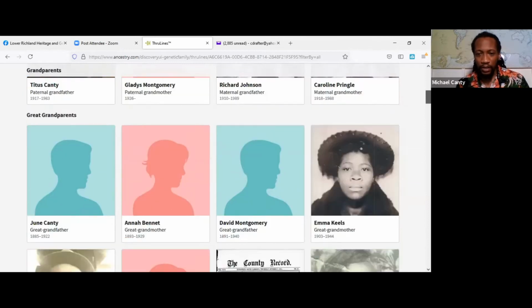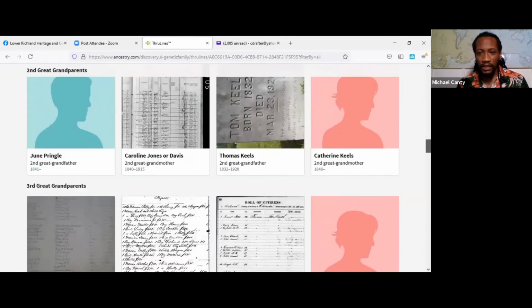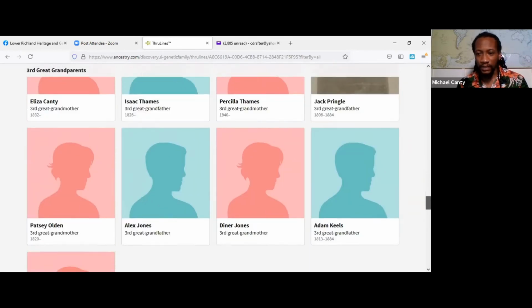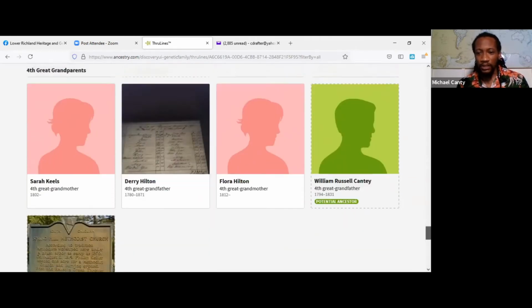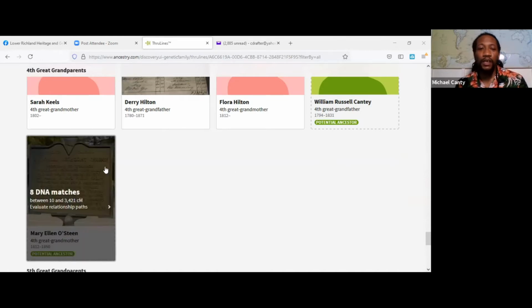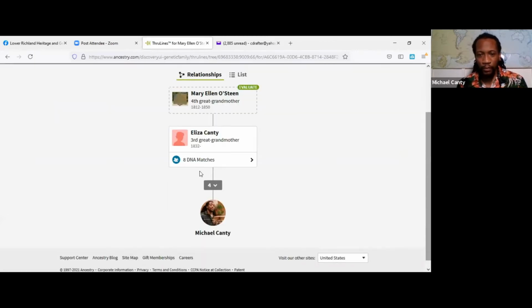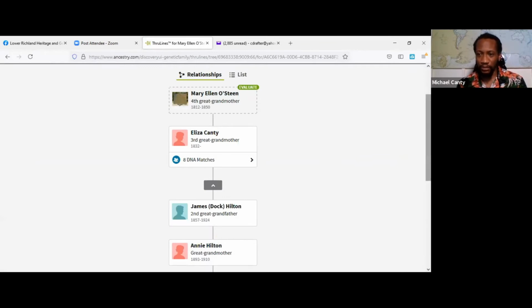So I already know these people. These are my grandparents and my great grandparents. I started getting down to the bottom, so it has any suggested matches. Then you start seeing these potential ancestors. See the bottom one, Mary Ellen Osteen, potential ancestor. William Russell Canty, potential ancestor. So sometimes you can click those and it'll show you the path that might have been taken for you to be related to that person.